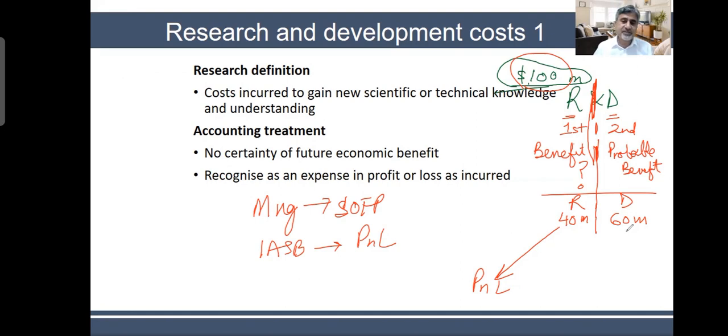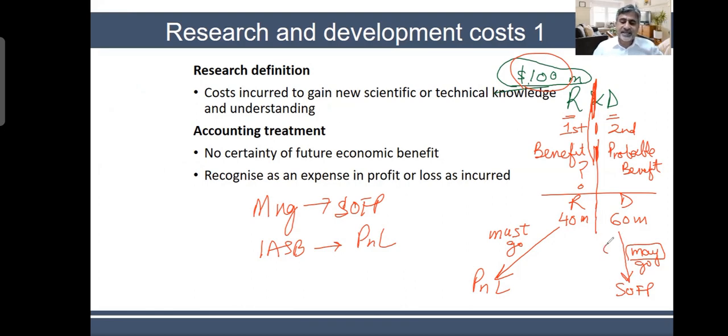This 60 million, this development 60 million, I would write down the word must go to P&L for research, and for development I'm putting the word may. I'm not using the word must, I'm saying may. It may go to SOFP. So you see, I'm making life difficult. 40 million straight away to P&L, no questions asked. 60 million, it may go to SOFP.